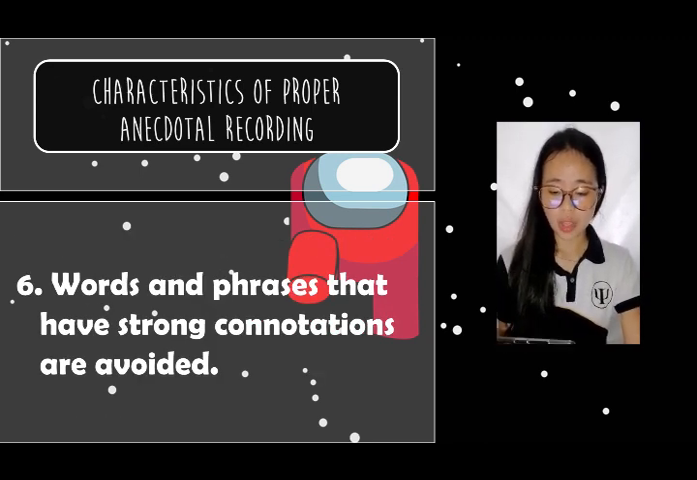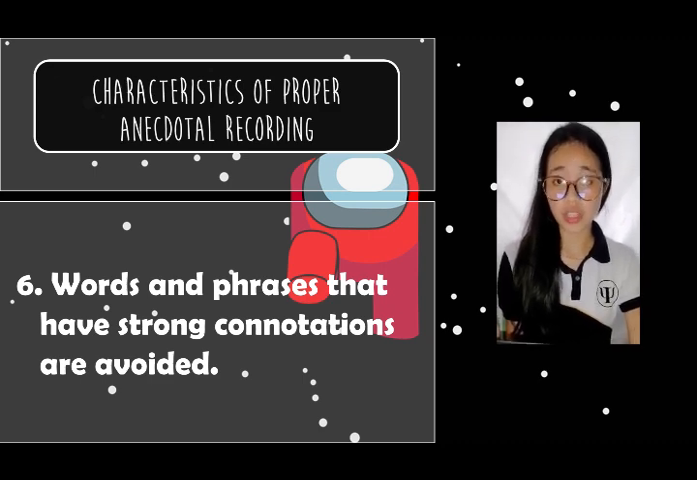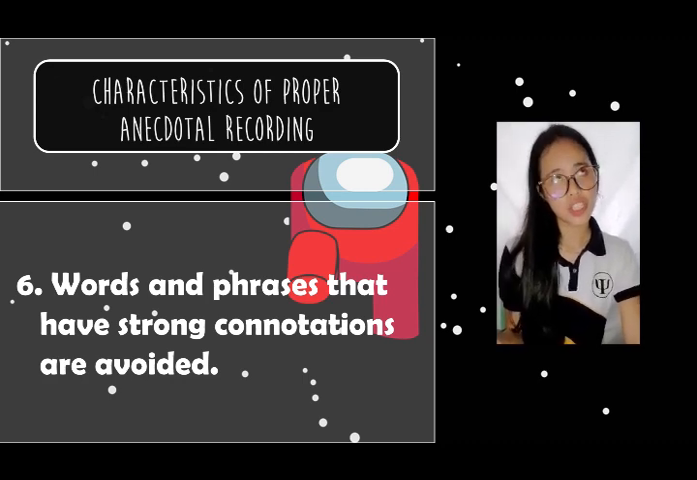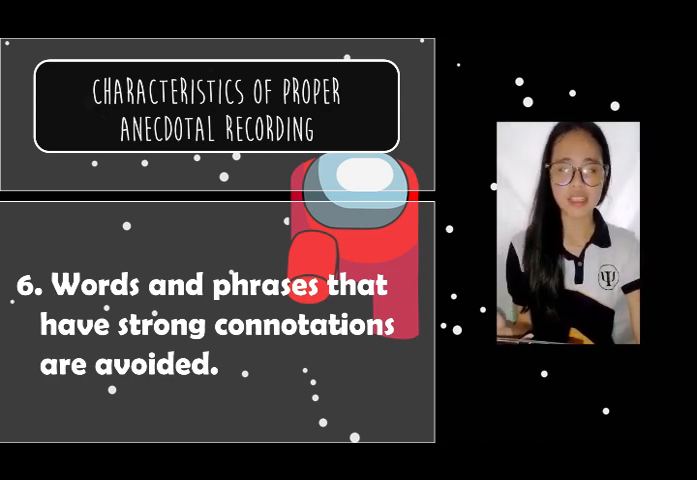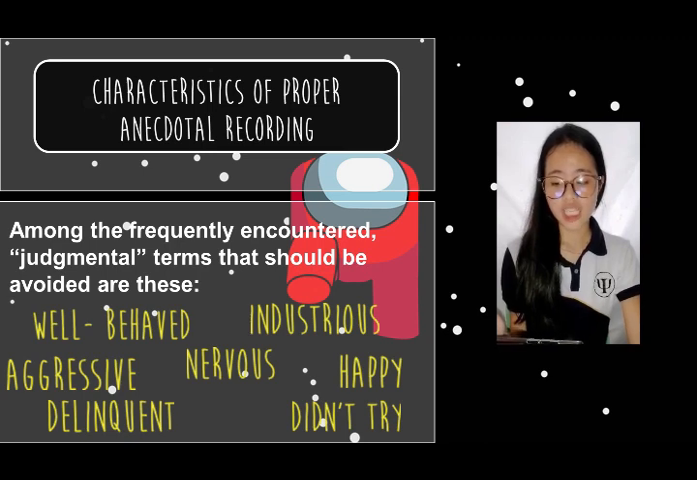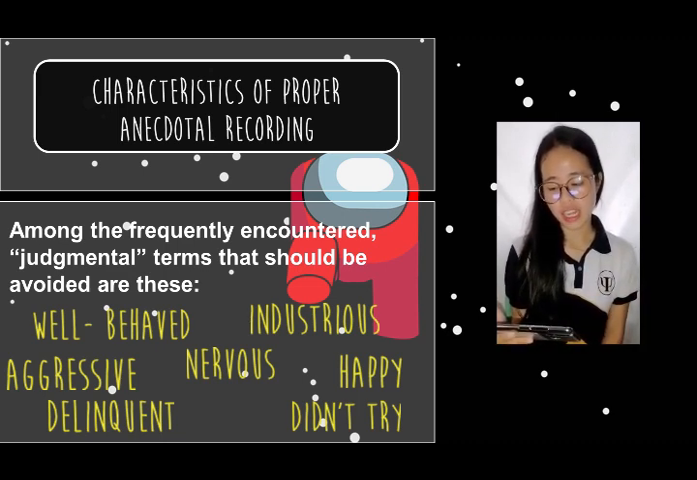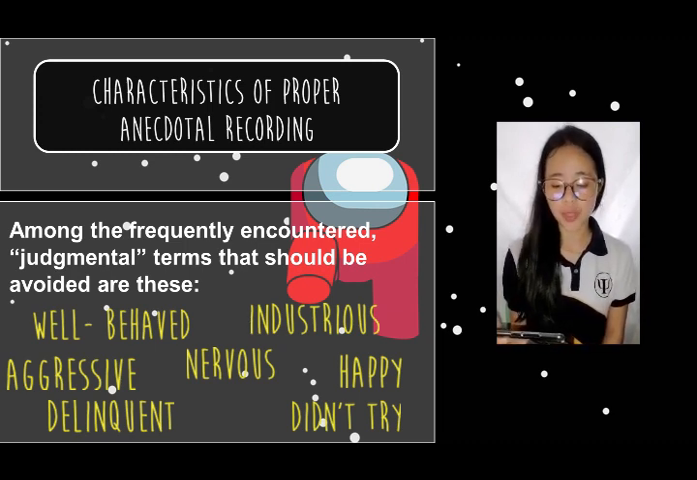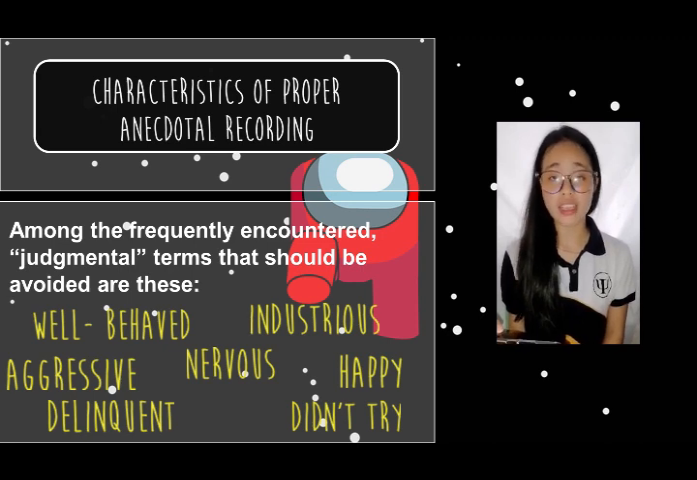And sixth, words and phrases that have strong connotations are avoided. For example, love, courteous, loyal, dishonest. Seventh, words and phrases to be avoided are those which express the observer's judgments or opinions, and not just his perceptions. So, there are frequently encountered judgmental terms that should be avoided, and these are well-behaved, delicate, aggressive, didn't try, industrious, nervous, and happy.